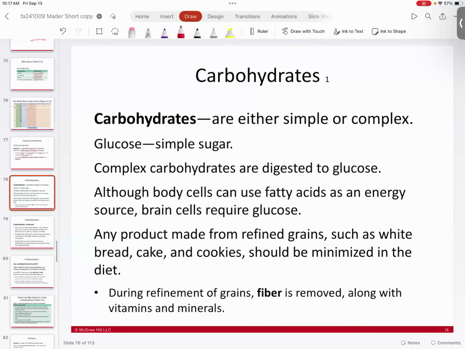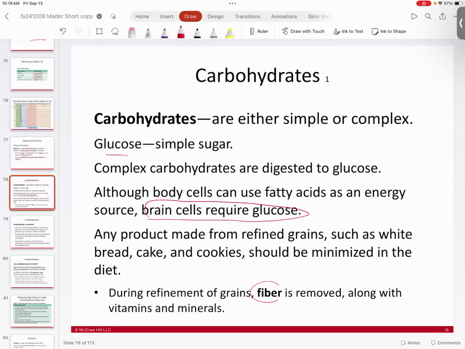Carbohydrates are either simple or complex. Glucose, for instance, is our simple sugar. We talked about this in the macromolecules chapter, so I don't want to belabor this point. We can use fatty acids, but your brain primarily uses glucose. That's the reason why you want to make sure you eat well before an exam when you have to concentrate on something. Grains, breads, cakes, cookies, things like that will often have lots of glucose in them.